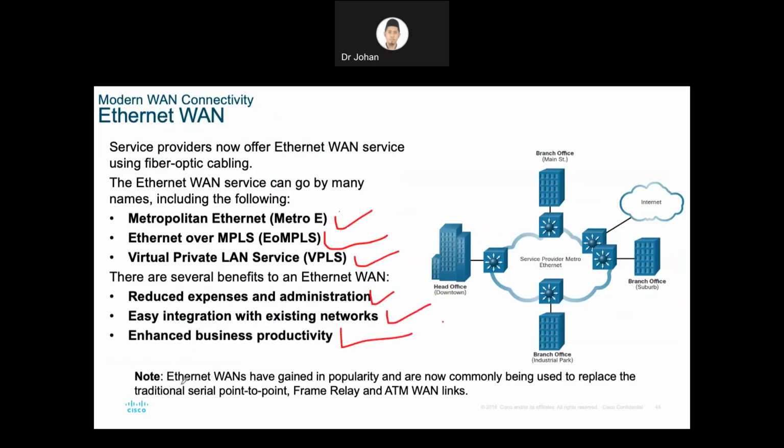Note: Internet WANs have gained in popularity and are now commonly being used to replace the traditional serial point-to-point, Frame Relay, and also ATM WAN links.